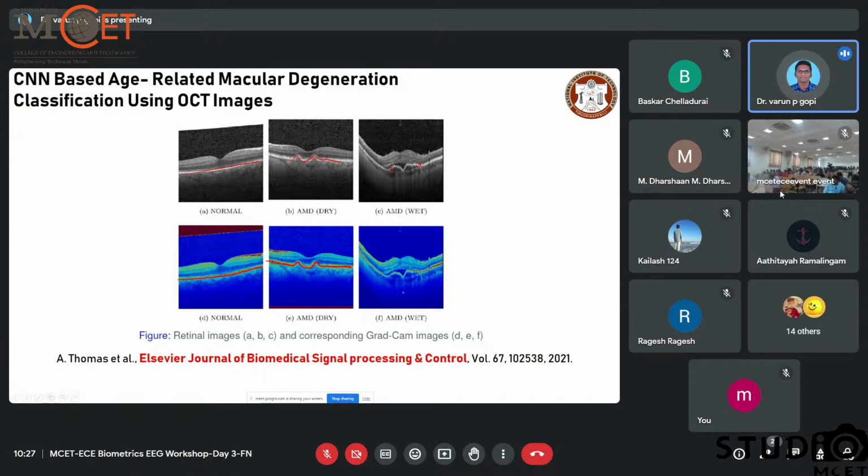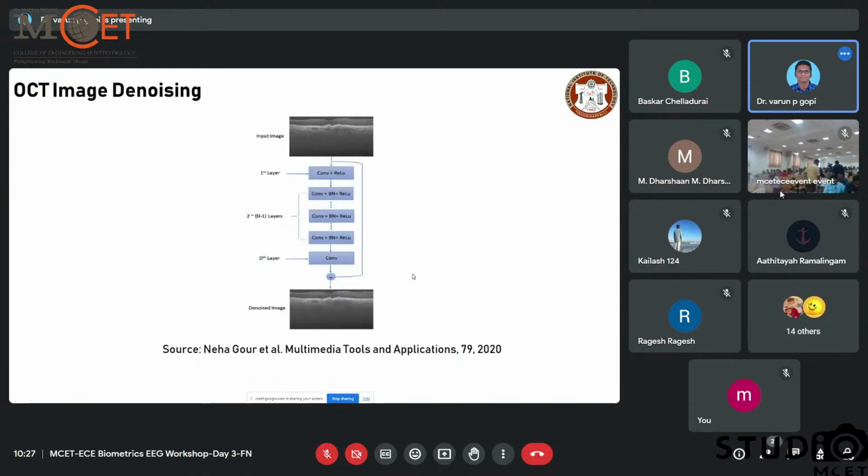And similarly, when you come here to the wet AMD, you can see that the RP layer and the Bruch's membrane come up to here, and after that you have a gap. That means there is a breakage of the RP layer. So that's why the fluid is coming inside. So this is how the CNN identifies that this is wet AMD. This gradient class activation map will give you how the CNN identifies different images with different structures.